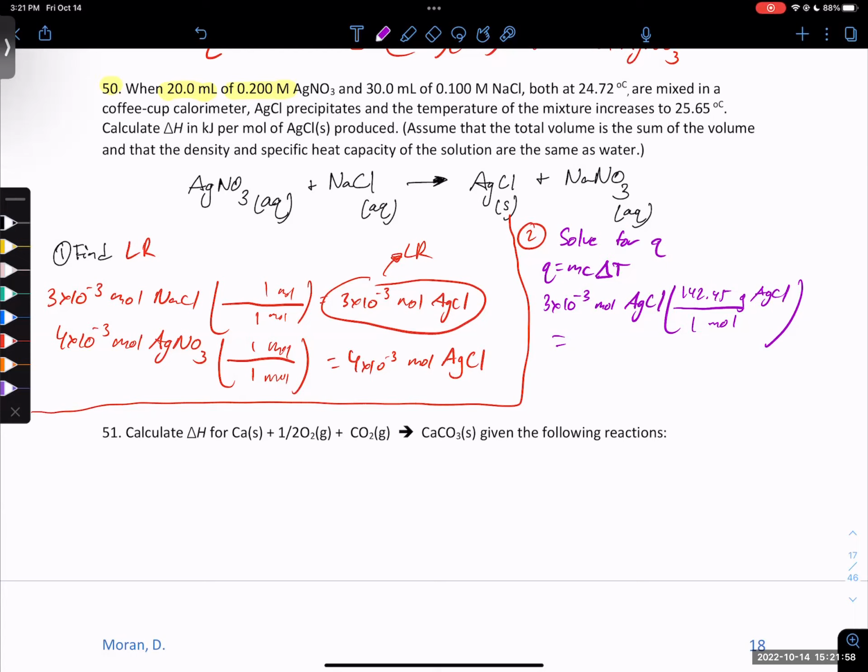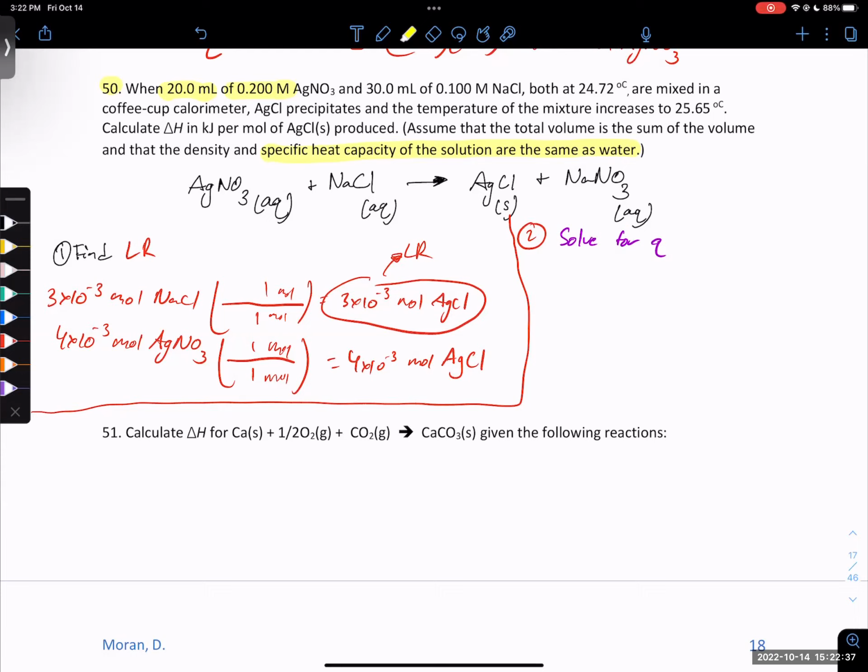So we found the limiting reactant, right? Okay. So yeah, we want to solve for Q. We know that the heat lost by the reaction is the heat gained by the water. And it says the specific heat of the water is the same, even though there's stuff dissolved. Okay, that's basically what this part is saying. Assume that the specific heat capacity of the solution is the same as water. So it's saying that even though it's a solution with solutes in it, you can still assume that the specific heat is 4.184.